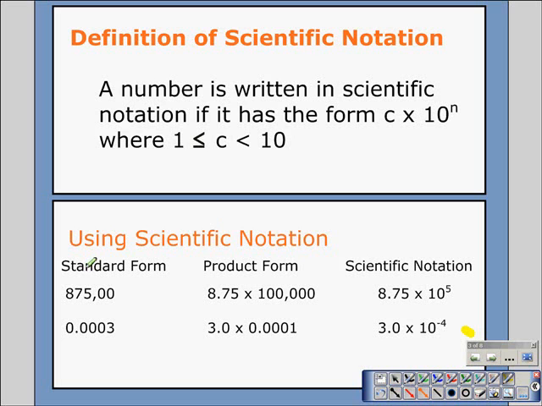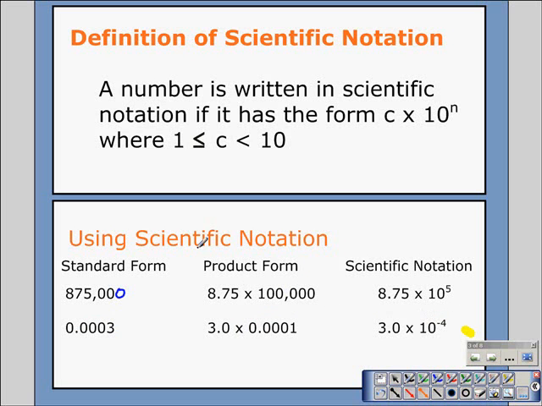Here we have the standard form, and this should be 875,000. We see here the product form, 8.75 times 100,000, and then the scientific notation, 8.75 times 10 to the fifth. In this example here, we have 0.0003, or 3 10,000ths, 3.0 times 1 10,000th, or 0.0001, and we express that in scientific notation as 3.0 times 10 to the negative fourth.